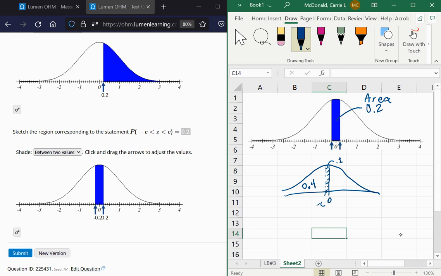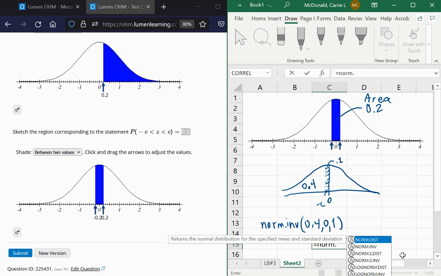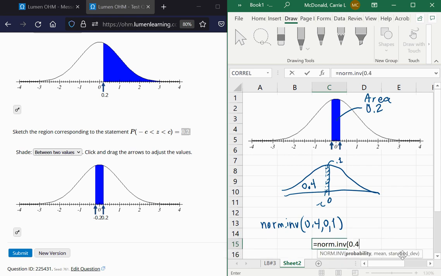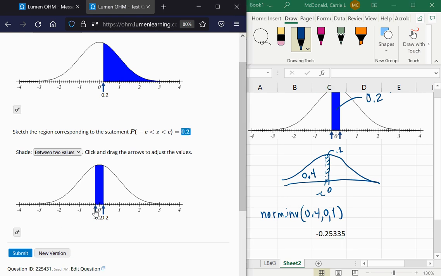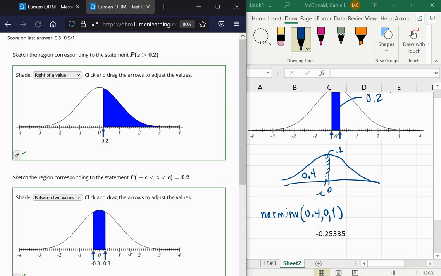So to figure out what -c is, I can do norm.inverse on 0.4 with a mean of 0 and a standard deviation of 1. And that'll tell me where to put my negative value and my positive value. So norm.inverse on 0.4, mean of 0, standard deviation of 1. And so I'm getting negative, to 1 decimal place, that would be -0.3. So I was kind of close. Just stretch this out to -0.3 and +0.3. And there you have it.